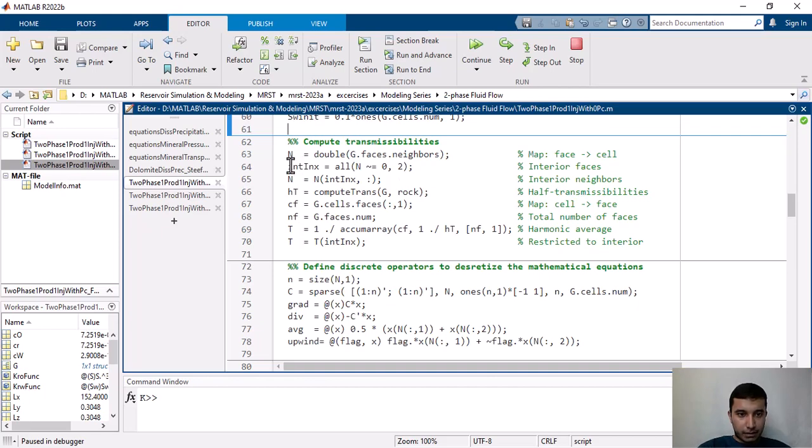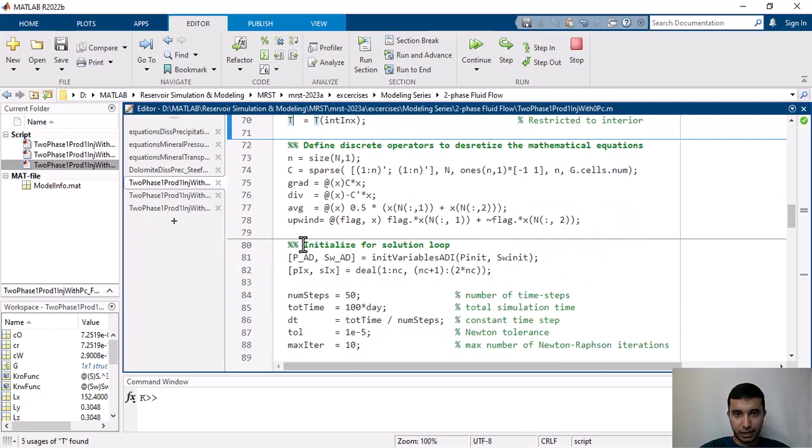Here I have computed the half transmissibility first, and then the transmissibility at the interior faces of the model. Here I have gotten the discrete differential operators that I need to use in order to write the equations that I have, all right, which in this case are pressure equations.